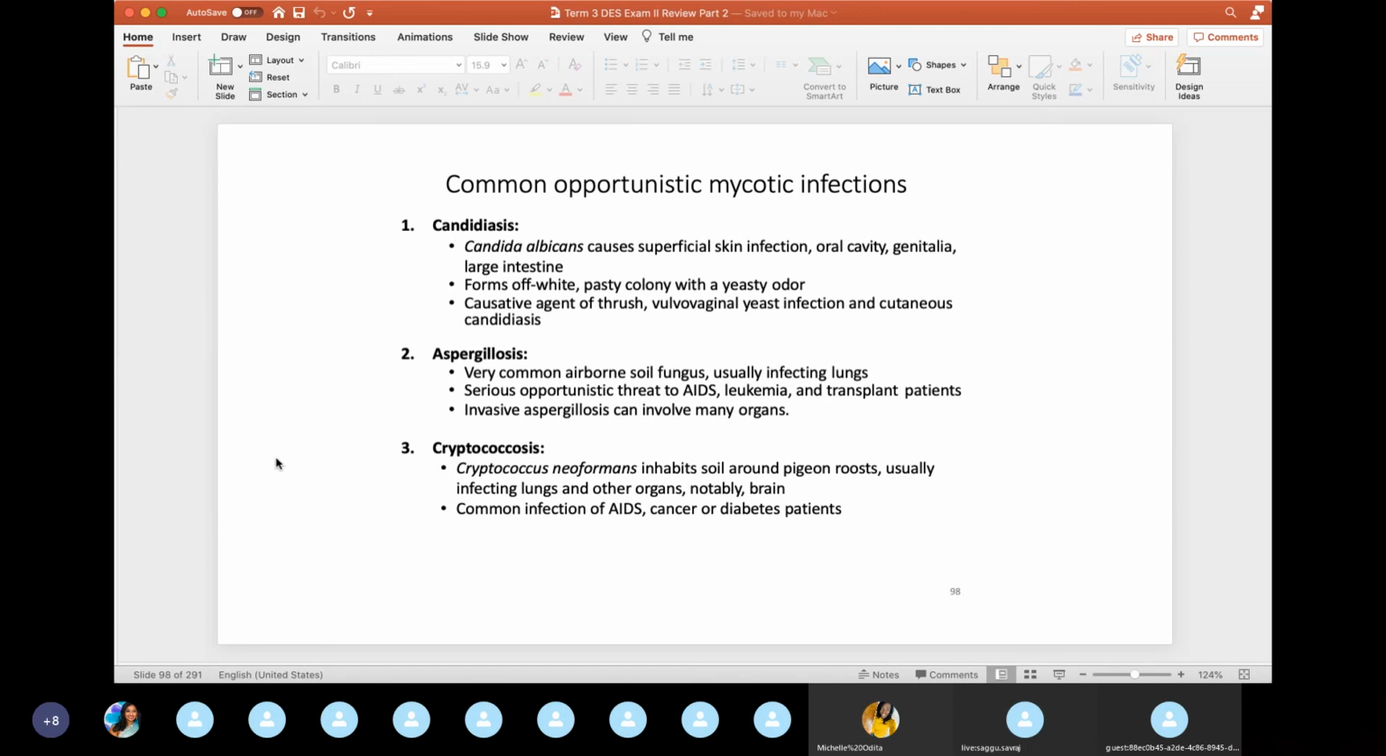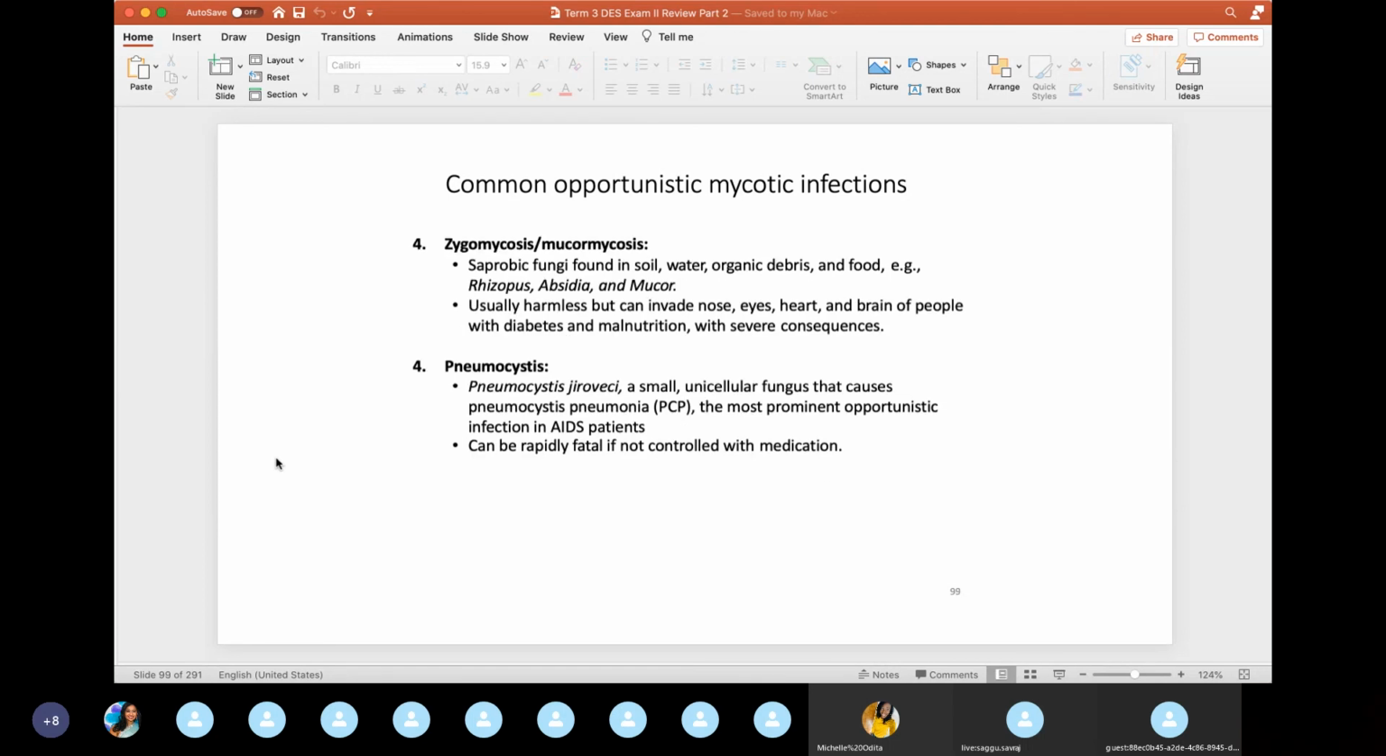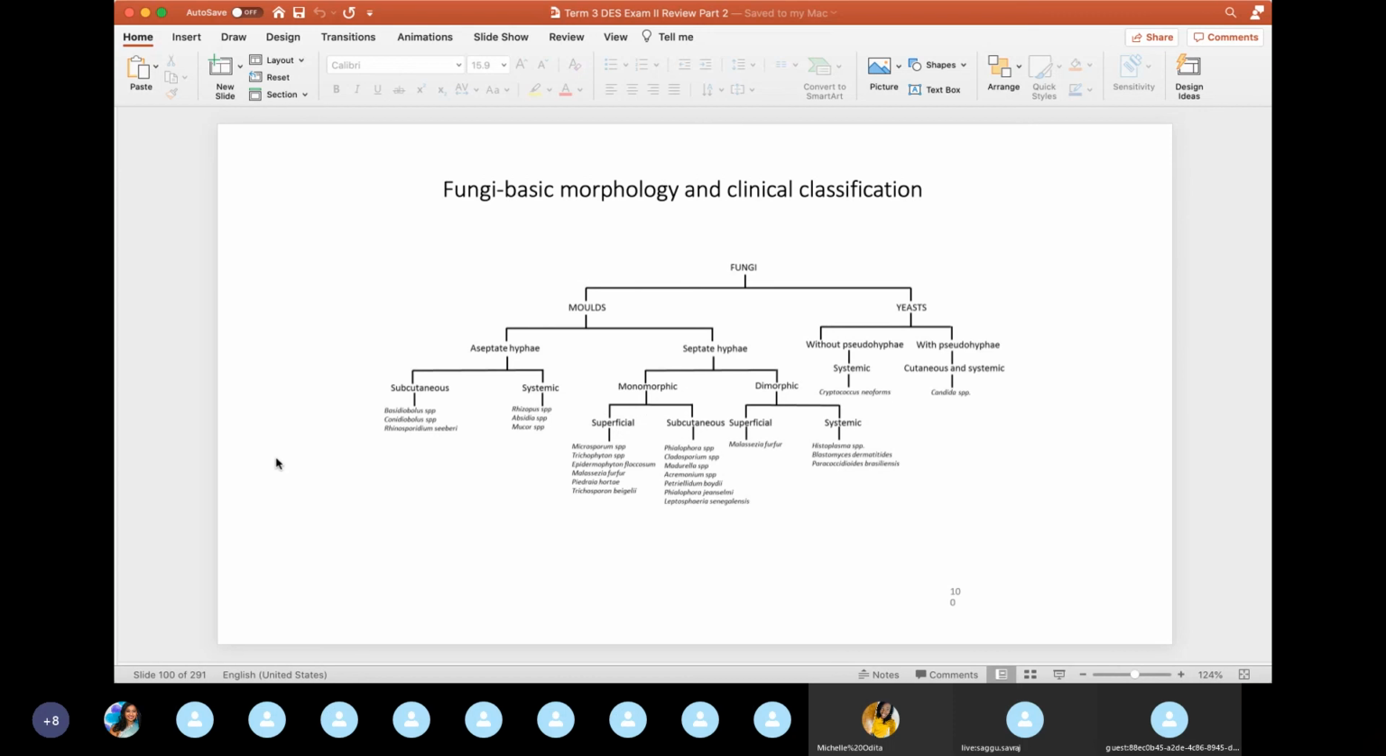All right. Zygomycosis, as I've said, your Rhizopus and Mucor, most common cause of fungal infection in patients with DKA, diabetes. And then your PJP, Pneumocystis jirovecii, causes Pneumocystis pneumonia, especially in AIDS patients.